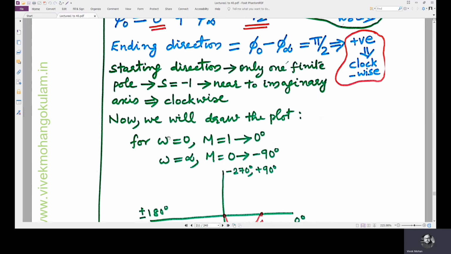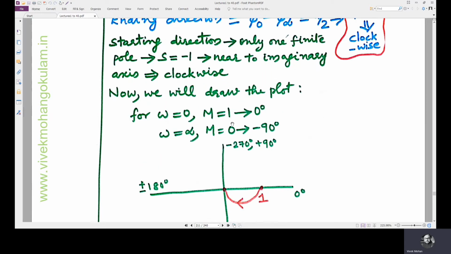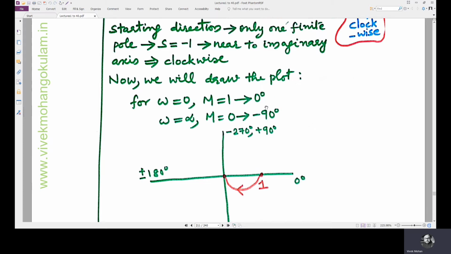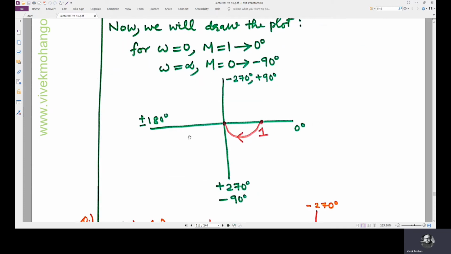Now we will draw the plot. For omega equals 0, you get M equals 1, then omega equals infinity, M equals 0. Then corresponding phase at omega equals 0 is 0 degree, and phase at omega equals infinity is minus 90 degree. Now you see how we'll plot the polar plot. You see the axes here. This is 0 degree, this is 90 degree, this is 180 degree, this is 270 degree. Or this is 0 degree, this is minus 90 degree, this is minus 180 degree, this is minus 270 degree.